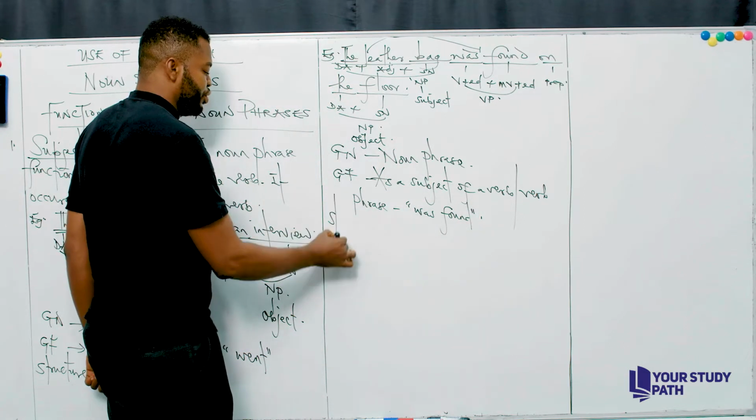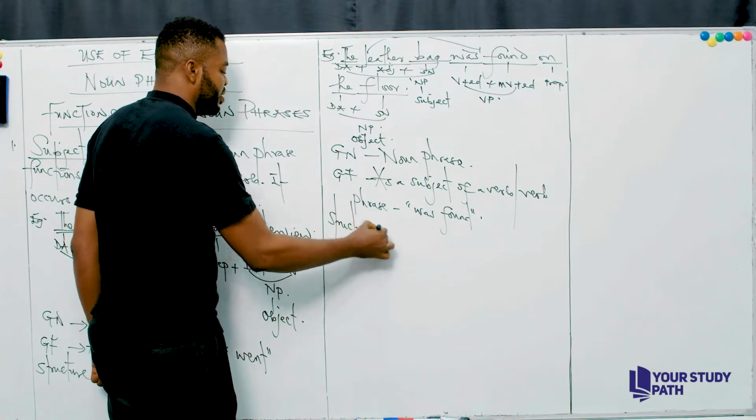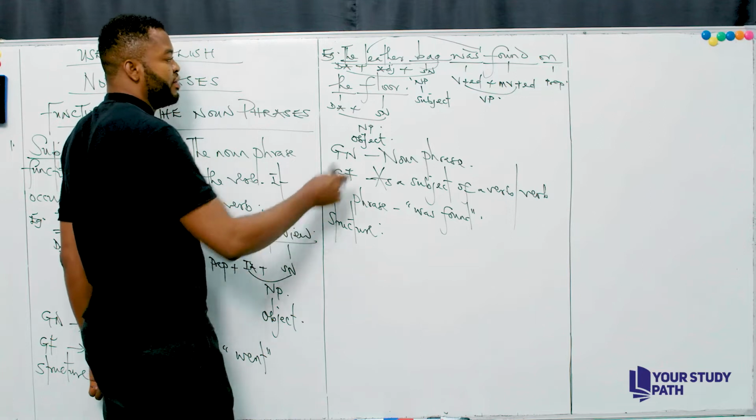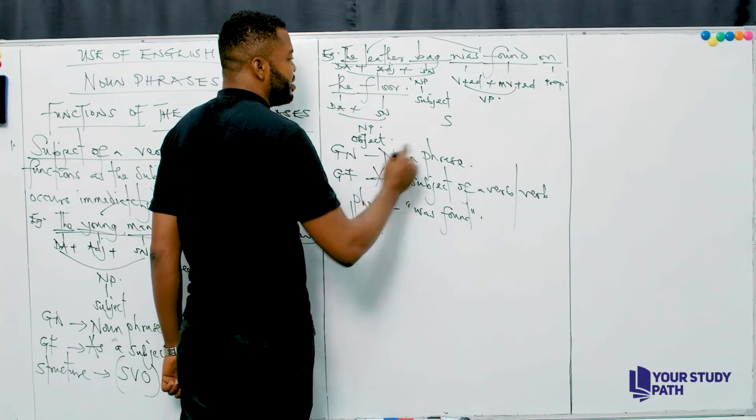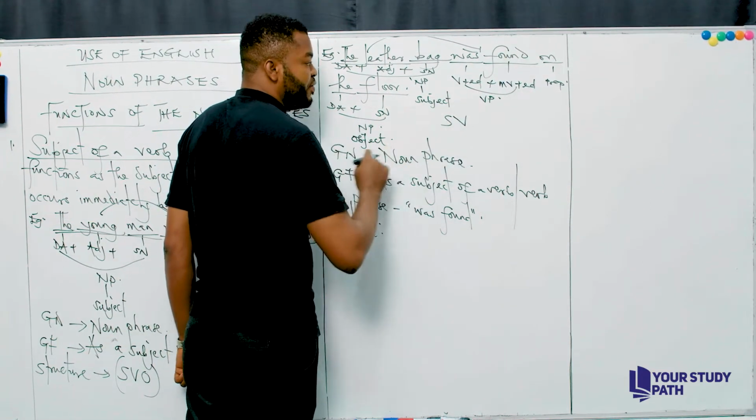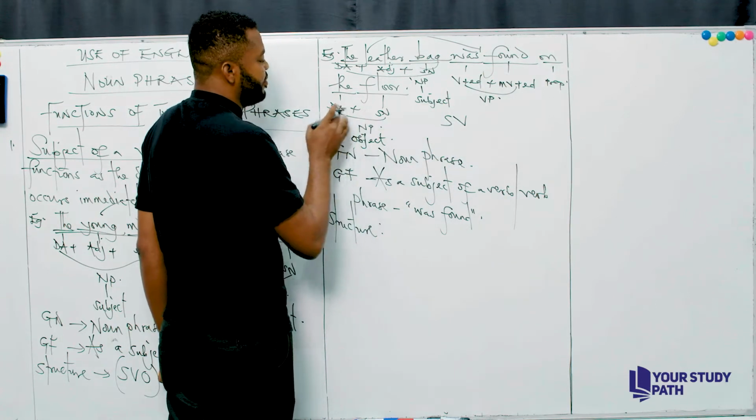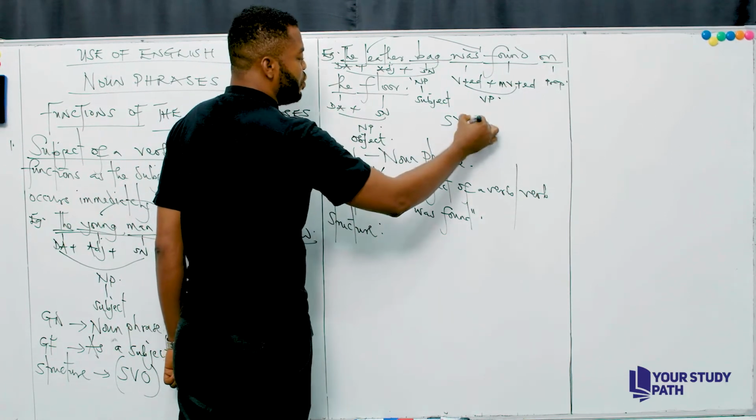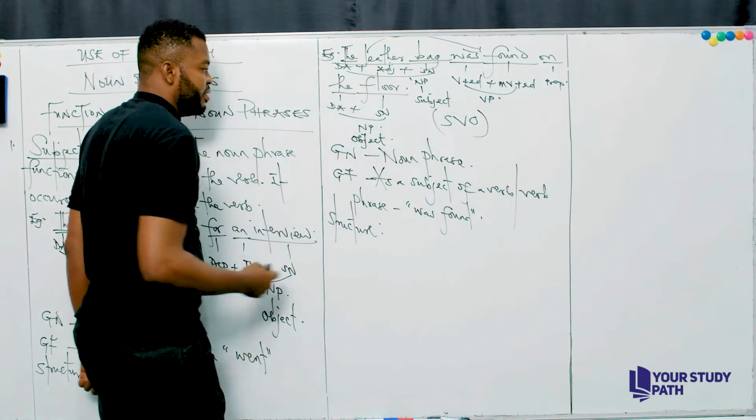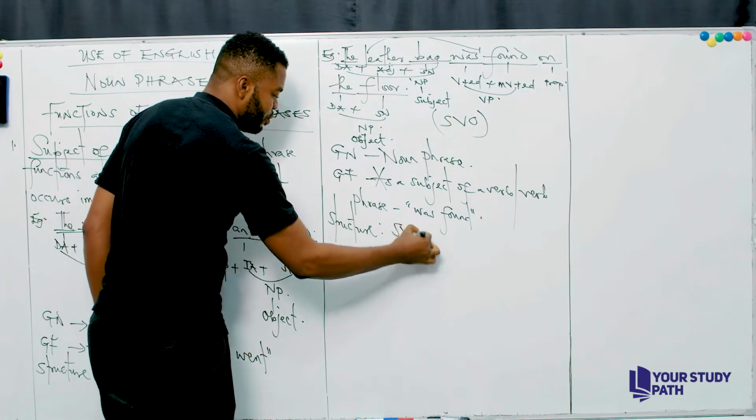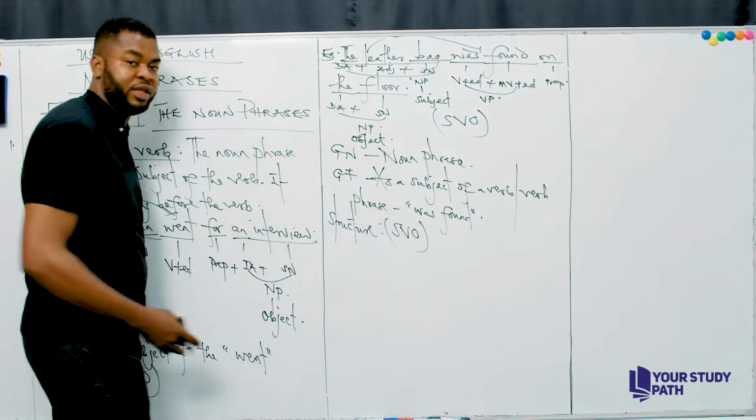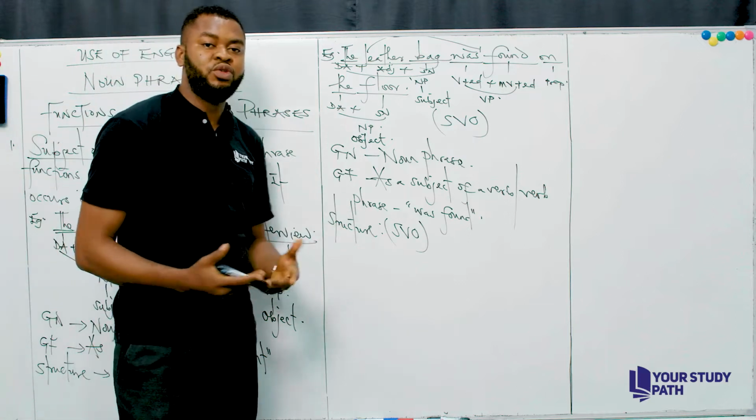Now, what is the structure of this sentence? What was the structure of this sentence? So the structure you have, this is the subject, that's S, was found is the verb, that's V, and you have the floor, that's O. That's subject, verb, and object, that's SVO, okay? You can see that we're able to get the structure. This was exactly what I want you to do.